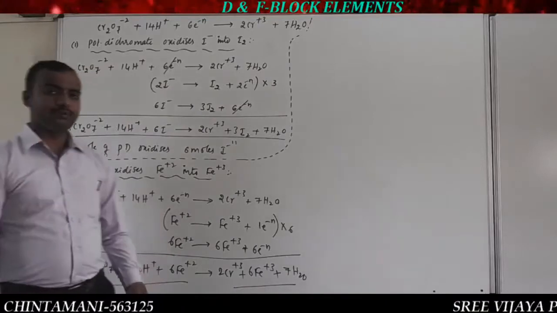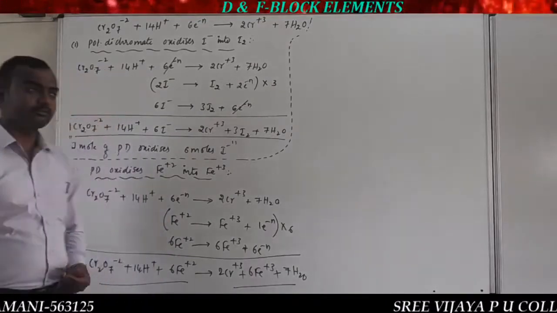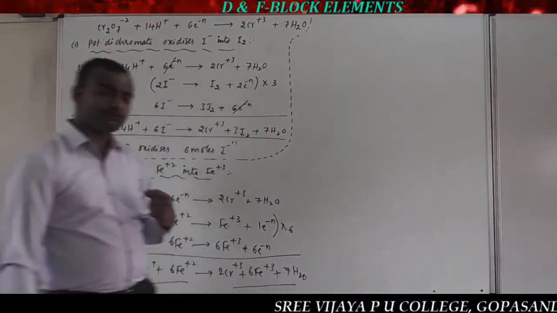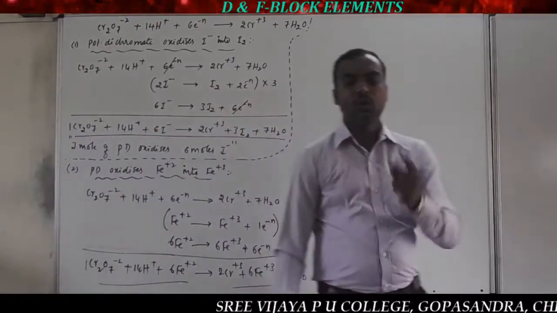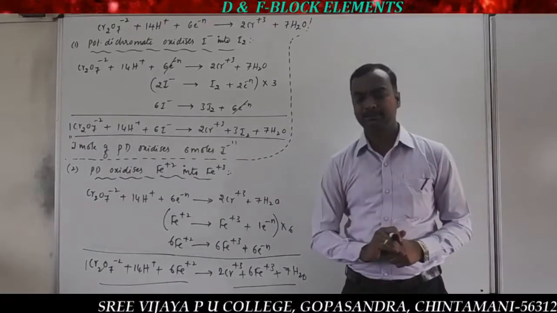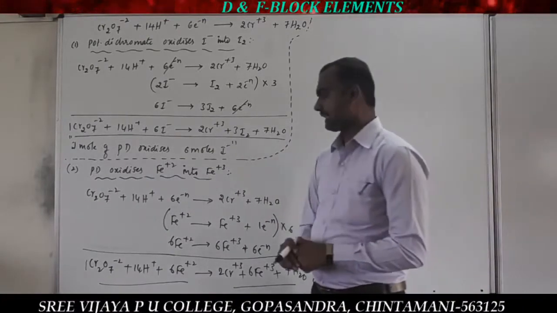How many moles of ferrous get oxidized from 1.5 moles of potassium dichromate? So simple, 1 mole of potassium dichromate oxidizes 6 moles, so for 1.5 moles how much will it be? Just cross multiply the calculation and we will get the answer. So that is one of the oxidizing properties.